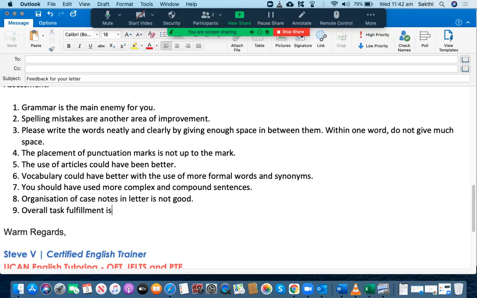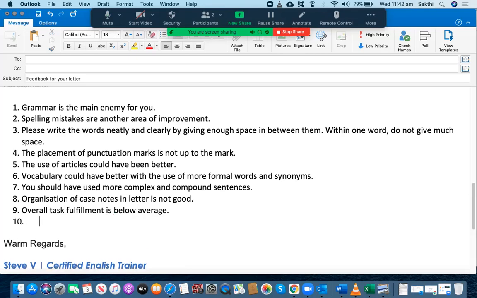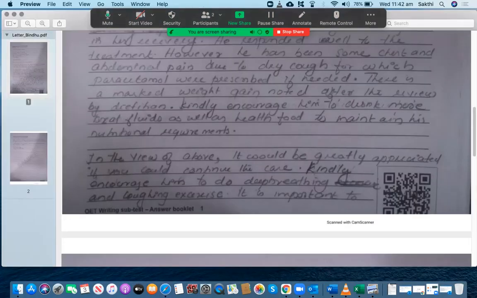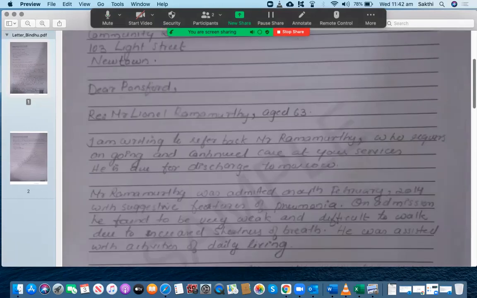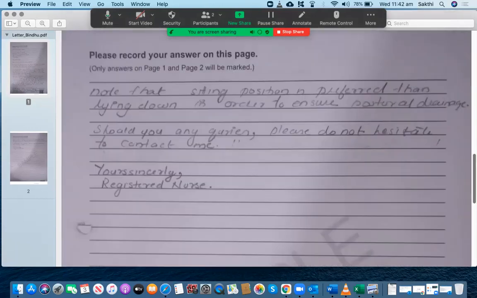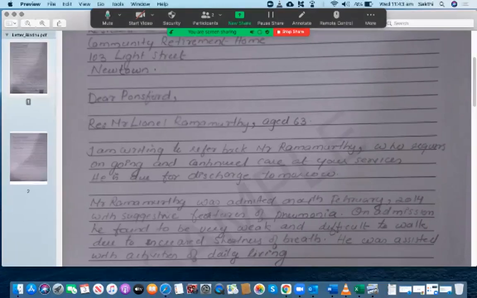Below average. It's not that good. Now what we need to do is check whether you have included all the relevant nodes and omitted the irrelevant nodes or not. One thing I have also noticed is you don't need to mention referring back to him. It's not a referral letter. You have confused the kind of letter in your answer. Is it the discharge letter or the referral letter? So there is a slight confusion.